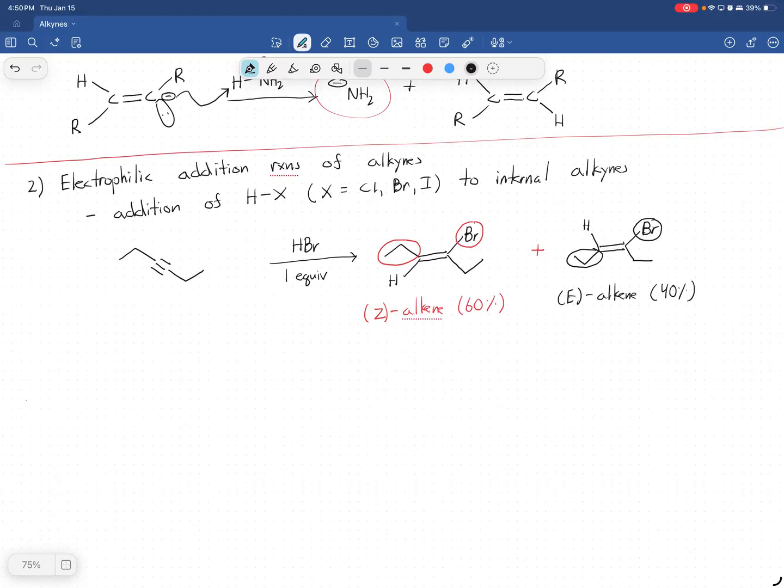All right, next time I will go over the mechanism on how exactly this forms. It's very similar to how alkenes reacted here, so we'll recall how that works next time.